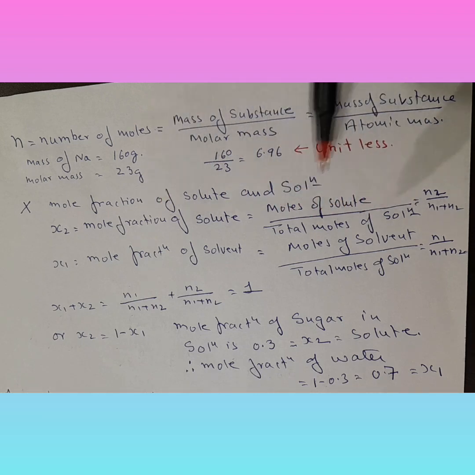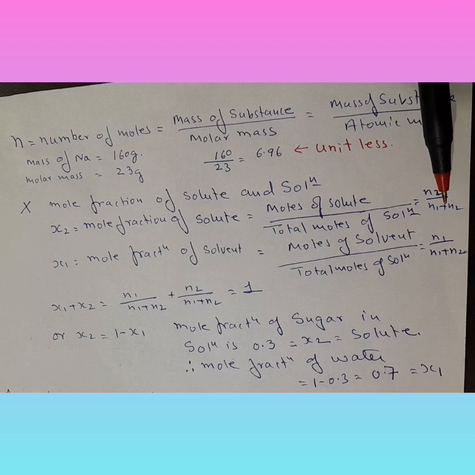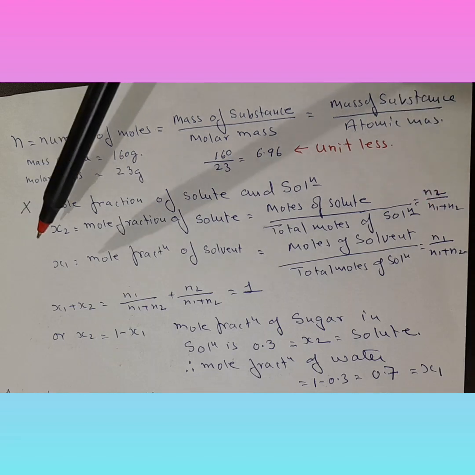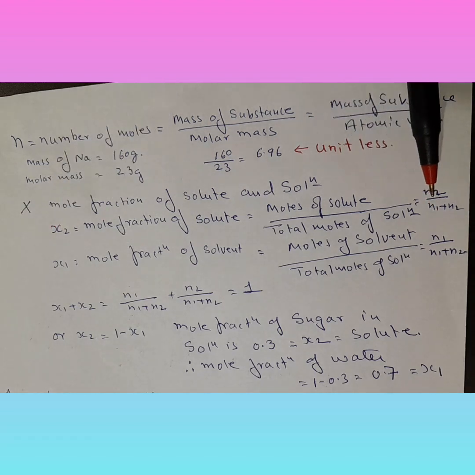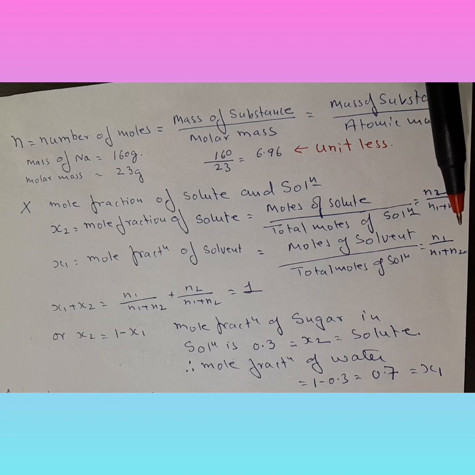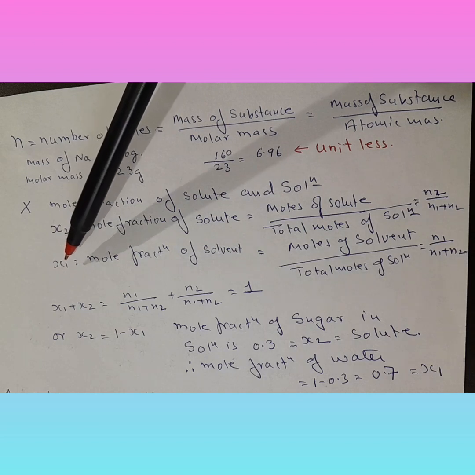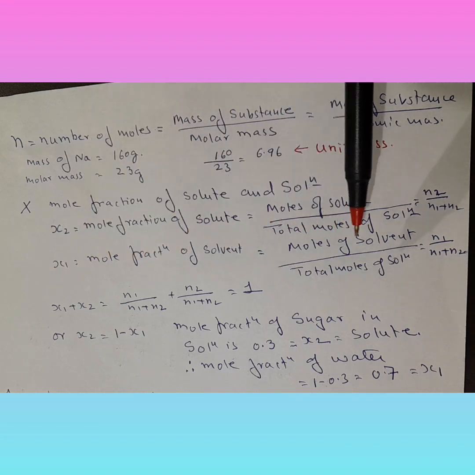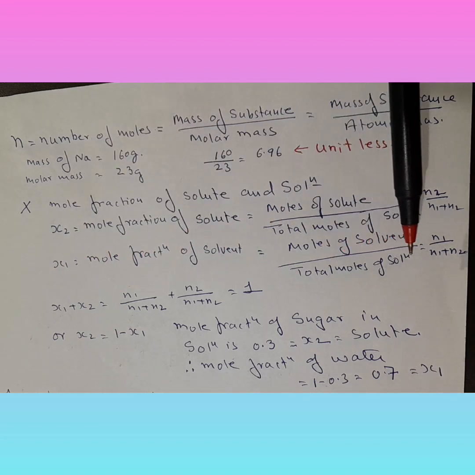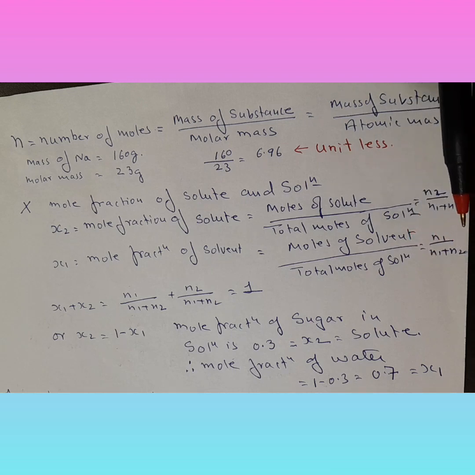Now the number of moles of solute, say it is n2, and we just now learned how to find out the number of moles. Now n2 divided by n1 plus n2, where n1 is the number of moles of solvent. So x2 is equal to n2 divided by n1 plus n2. Then again, if we come to x1, mole fraction of solvent, it is moles of solvent divided by total moles of solution. Obviously, it would also be n1 divided by n1 plus n2.